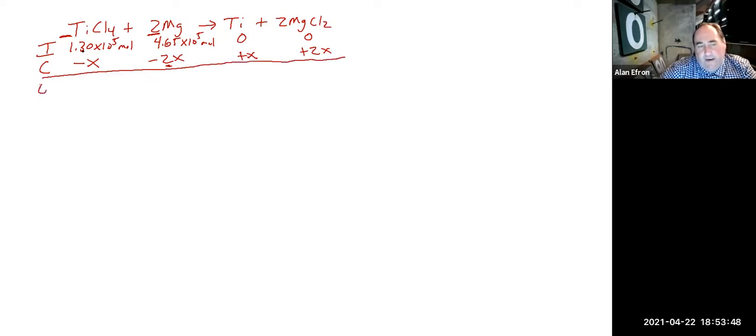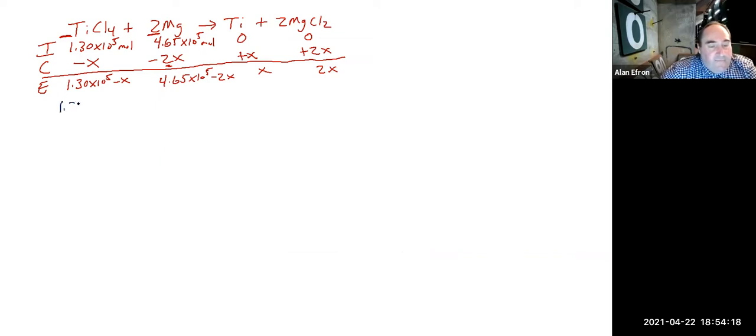Now we're just going to carry everybody down. And again, so it doesn't look so messy, I'm going to leave the moles part off. So that's just going to be 1.3 times 10 to the 5 minus x, 4.65 times 10 to the fifth minus 2x, x, and 2x. So again, just really carrying down initial to the end there. We're going to do our kind of quick little calculation for both of them there to help us determine which one is the limiting reagent.